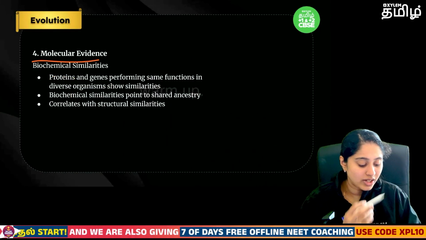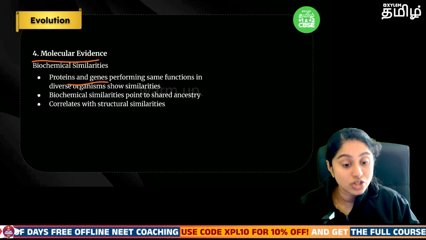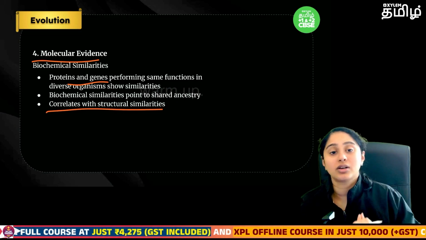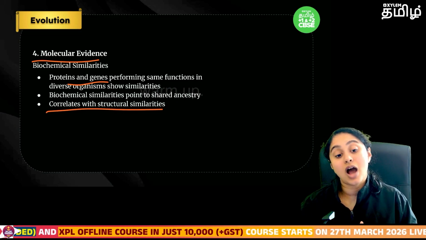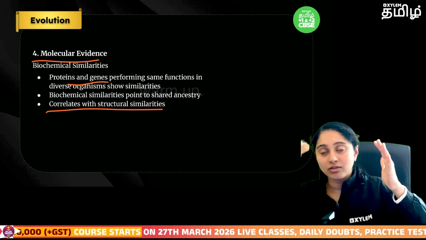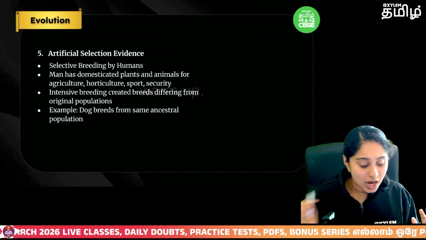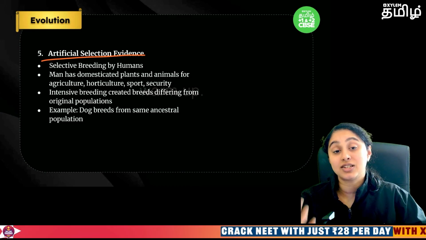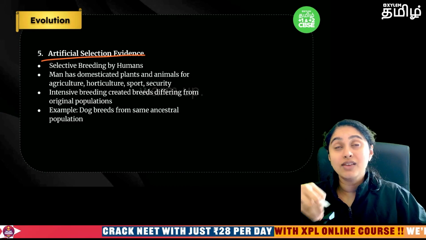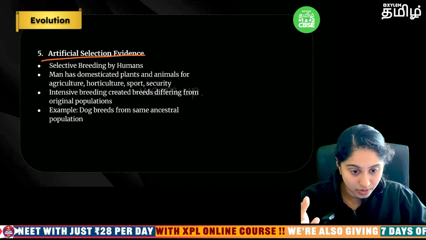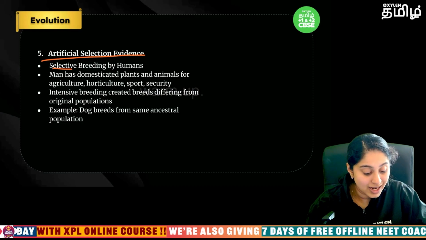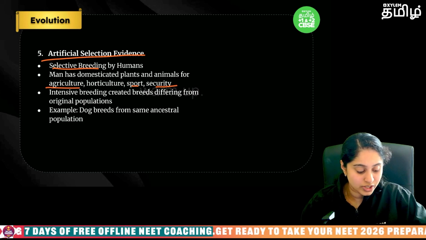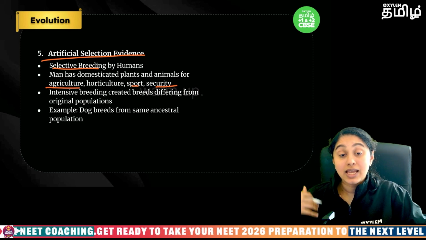Apart from that, even the molecular evidence, if you analyze the proteins, the genes and all the biochemical similarities, you can obviously correlate the different species, and you can understand from whom and from where these molecules have evolved. Now apart from that, there is an artificial selection evidence. What is artificial selection? So artificial selection is basically human created. For example, selective breeding that we have done in many plants and animals for agriculture, for sports, security, and so many other reasons, we have inculcated these breeds.